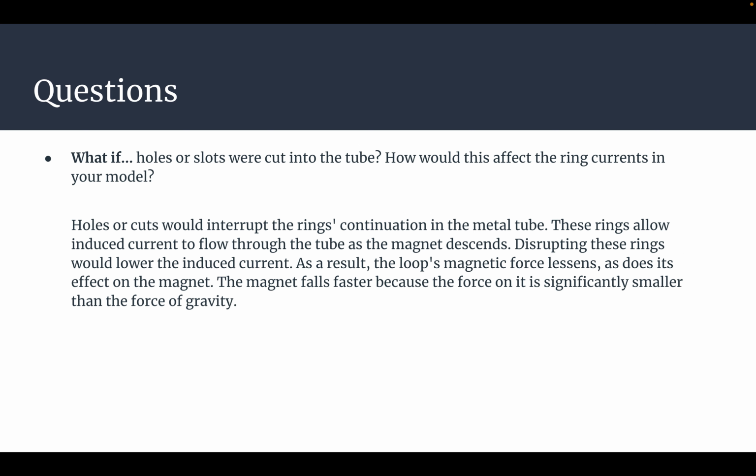Holes or cuts would interrupt the ring's continuation in the metal tube. These rings allow induced current to flow through the tube as the magnet descends. Disrupting these rings would lower the induced current. As a result, the loop's magnetic force lessens, as does its effect on the magnet. The magnet falls faster because the force on it is significantly smaller than the force of gravity.